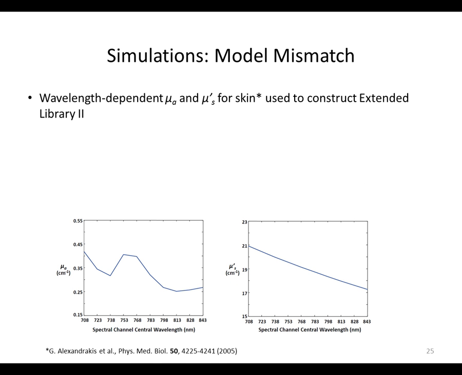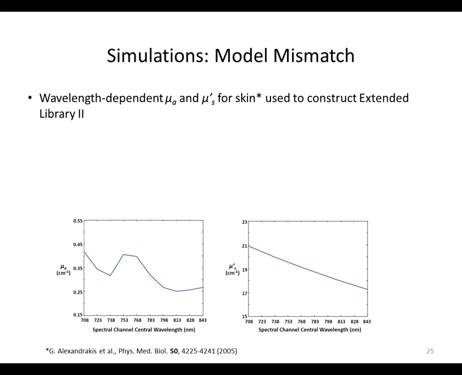All right, so I think I've just convinced you that accounting for this variation in the optical coefficients with wavelength is important, but of course, in order to account for that, you have to know what this is, right? And so we did some simulations to try to figure out what is the impact on our algorithm if we don't get that estimate right.